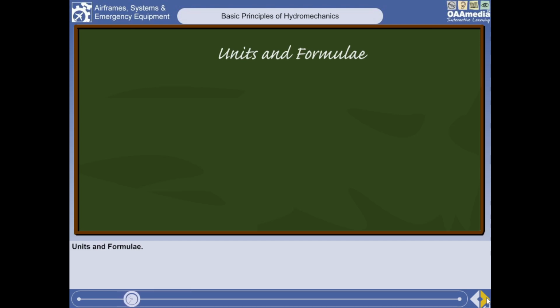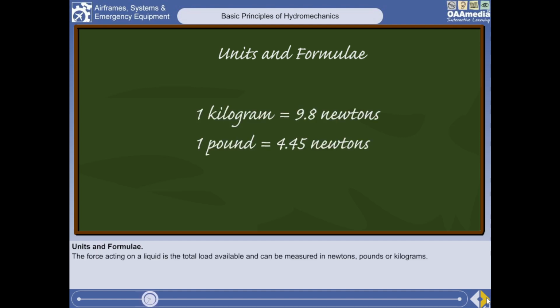However, before we get involved in Pascal's law, we first need to review some of the units and formulae used to measure pressure, area, force, and work. The force acting on a liquid is the total load available and can be measured in newtons, pounds, or kilograms. 1 kilogram equals 9.8 newtons, or 2.2 pounds. Therefore, 1 pound equals 4.45 newtons.